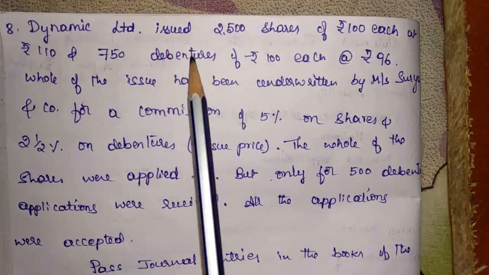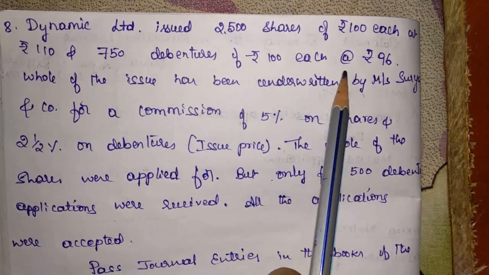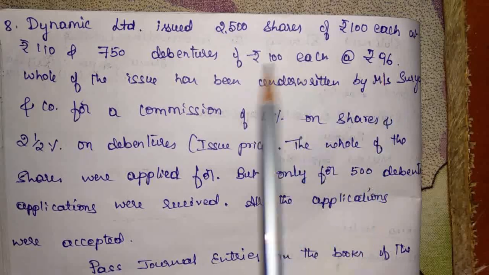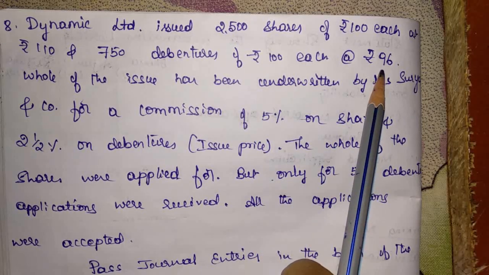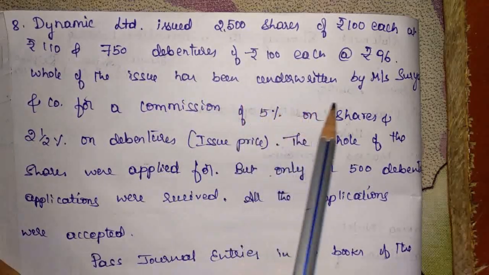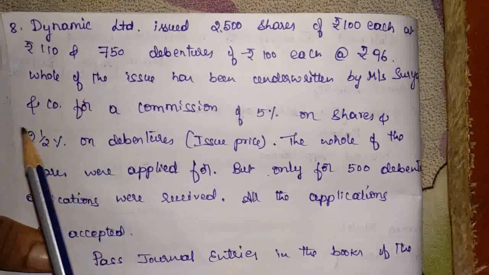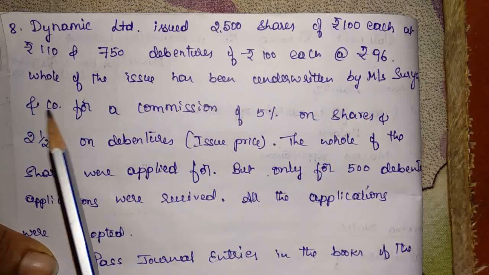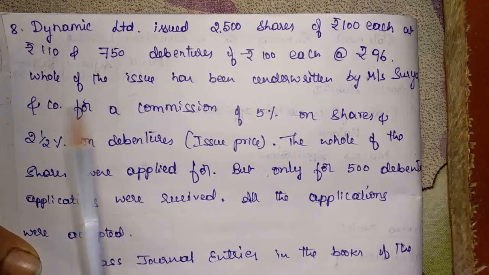And 750 debentures of 100 each at 96. That means the debentures are issued at a 4 rupee discount. So the issue price of debenture is 96. The whole of the issue has been underwritten by Messrs. Surya and Company. So a single underwriter underwrites the whole of the issue.